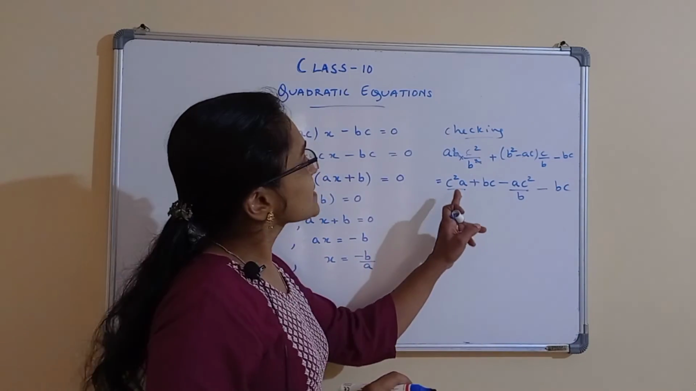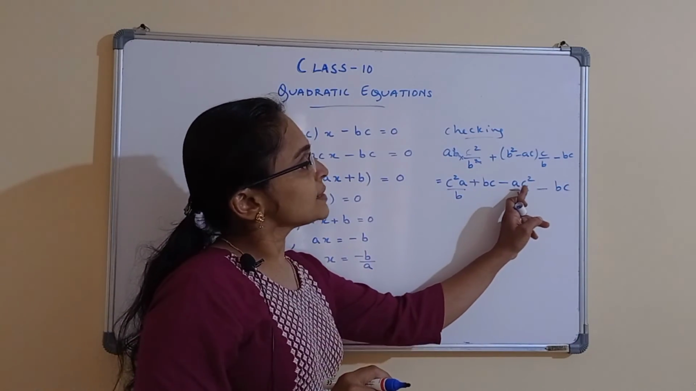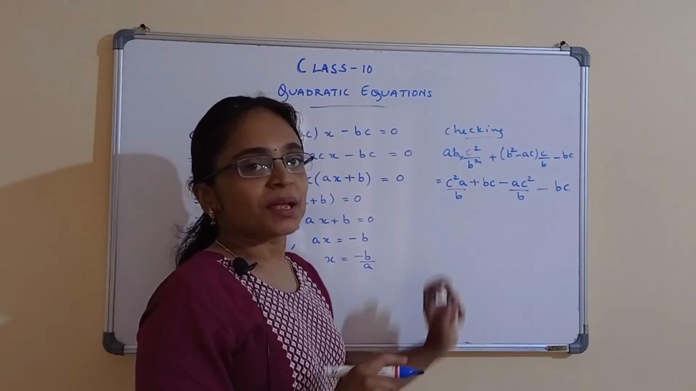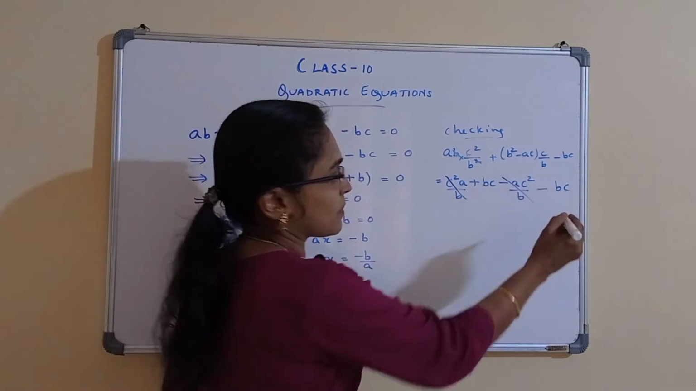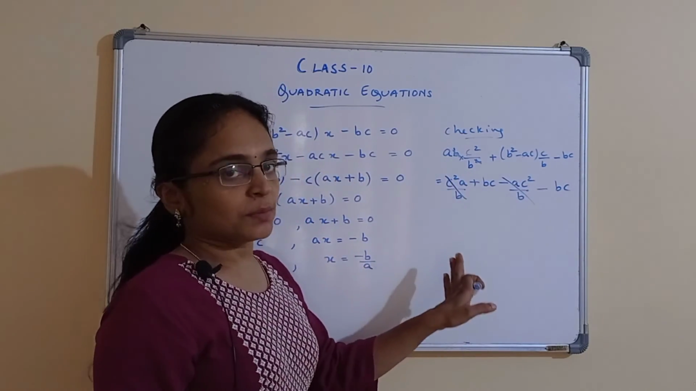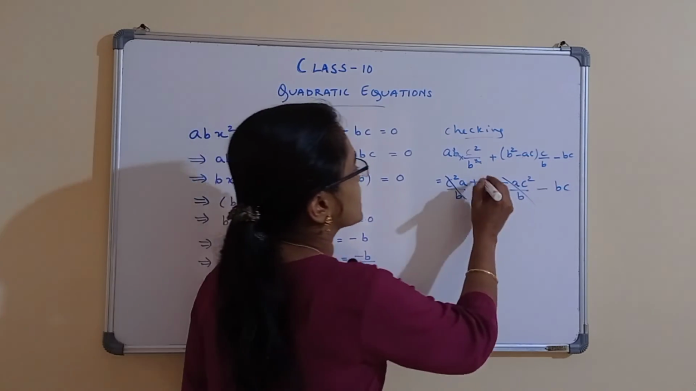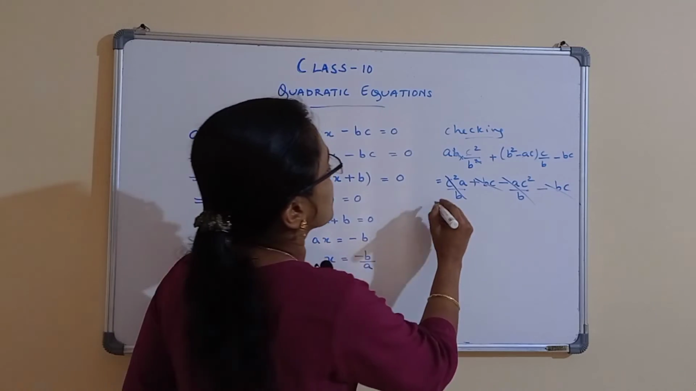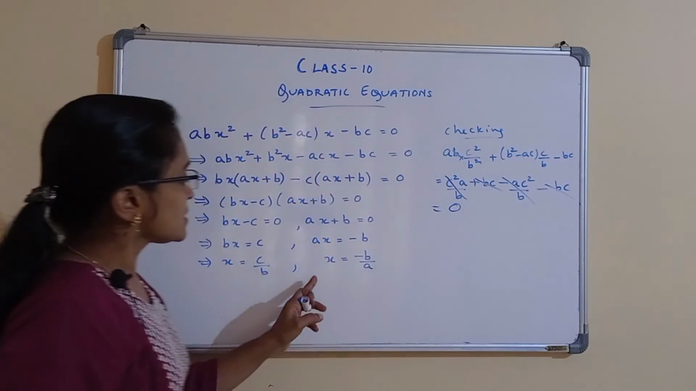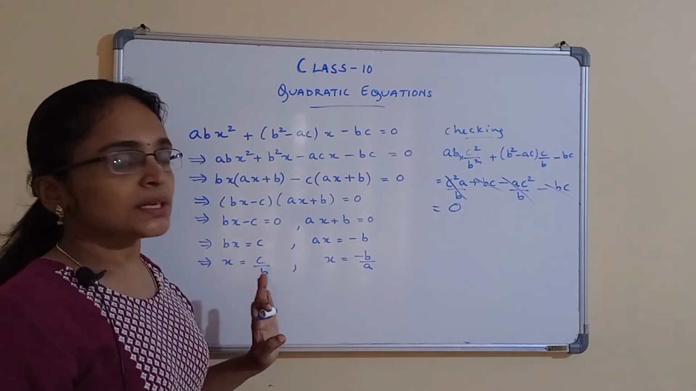Okay. Now c square a by b minus, this is also c square a by b. So minus c square a by b and c square a by b will get cancelled. And this is equal to bc minus bc, and this is equal to 0. So this is correct. x equal to c by b is correct.